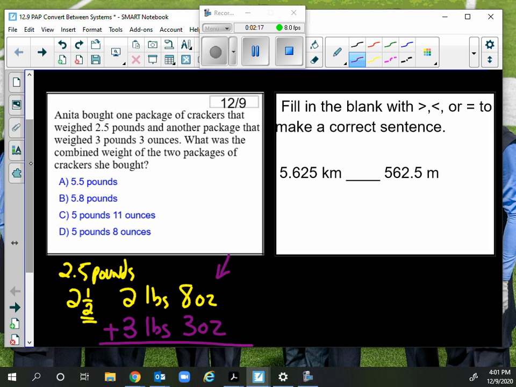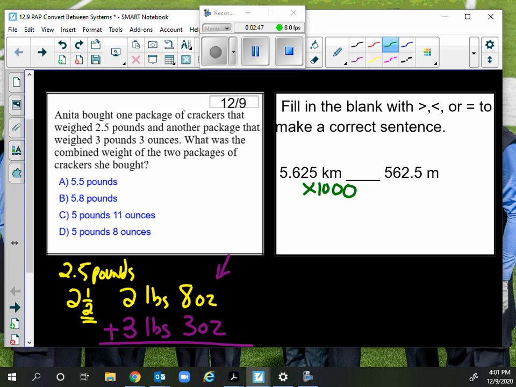The next one says, fill in the blank with greater than, less than, or equal to make a correct sentence. We've got 5.625 kilometers, and then we have to determine the sign that goes in there compared to 562.5 meters. So what we've got to do is convert the kilometers to meters. We know that there are 1,000 meters inside of a kilometer. So all we have to do is take 5.625 times 1,000.